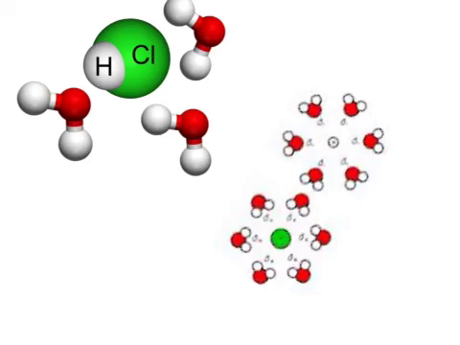Water is able to pull the hydrogen and the chloride ions apart and form a shell around them and keep them as solvated ions in solution.